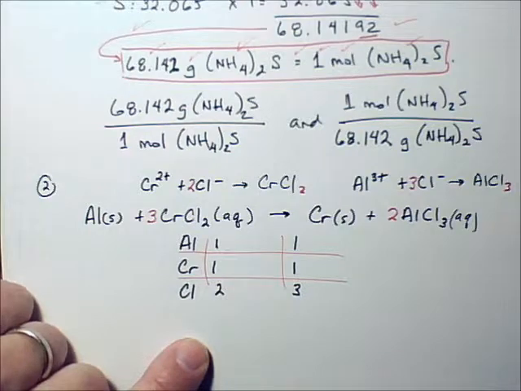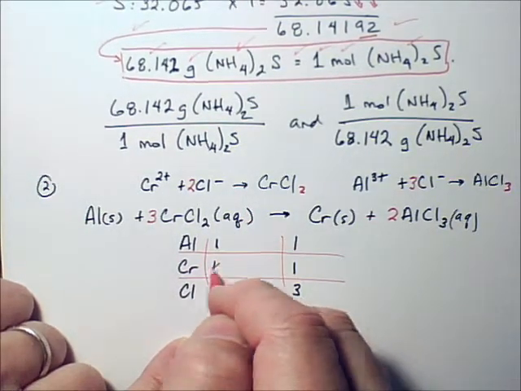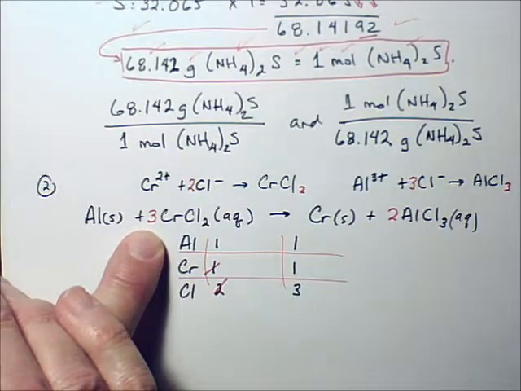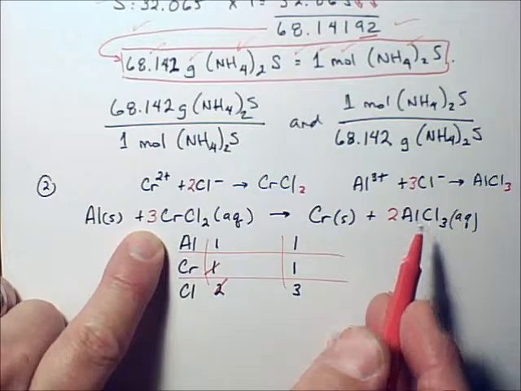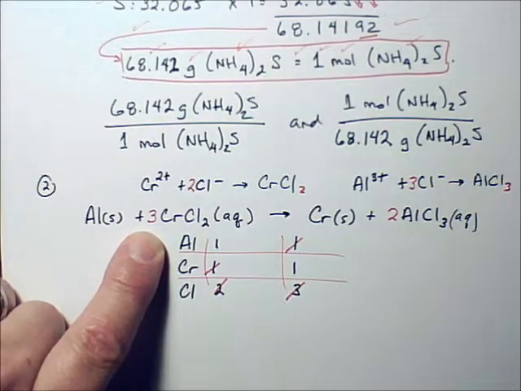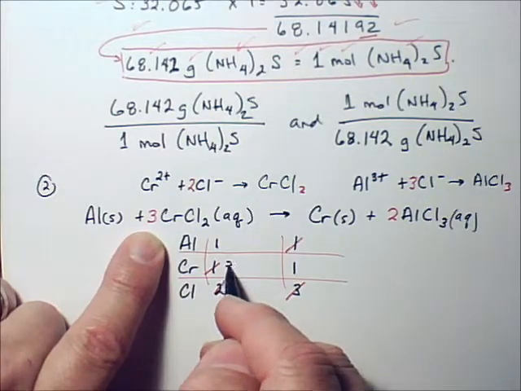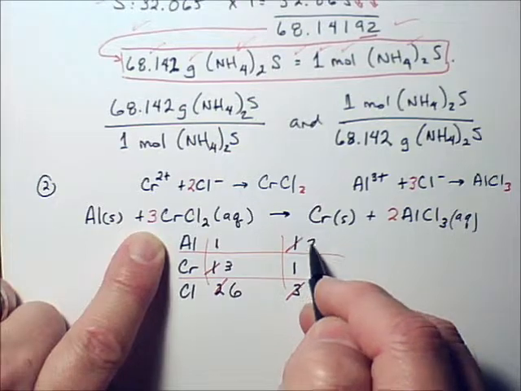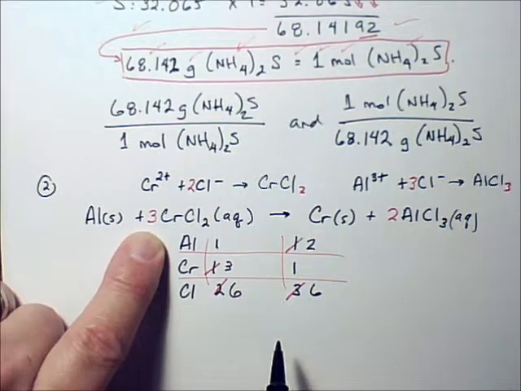Let's see. We're going to have to count now the number of chromiums and chlorines on this side because I changed the coefficient. And you need to count the number of aluminums and chlorines on this side because I changed that coefficient. I now have 3 chromiums and 6 chlorines over here. I have 2 aluminums and 6 chlorines over here.